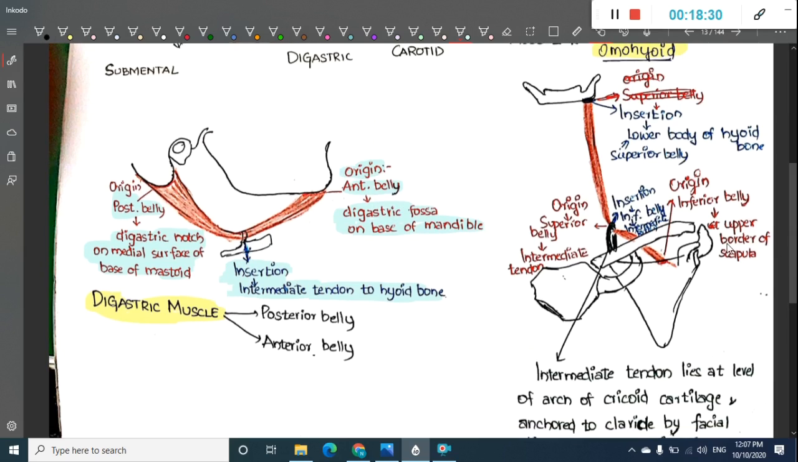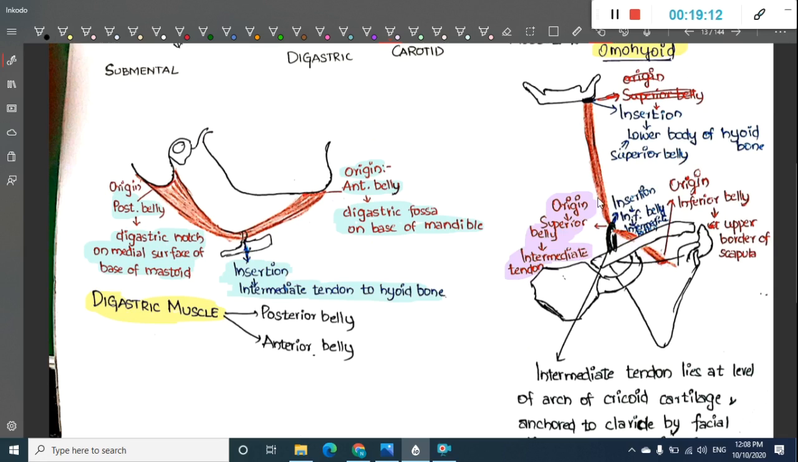Then we have omohyoid, which is exactly opposite. In digastric we have a common insertion, whereas in omohyoid we have a common origin. Omohyoid also has two bellies, similar to digastric. So this is the superior belly of omohyoid, and this is the inferior belly of omohyoid, right?